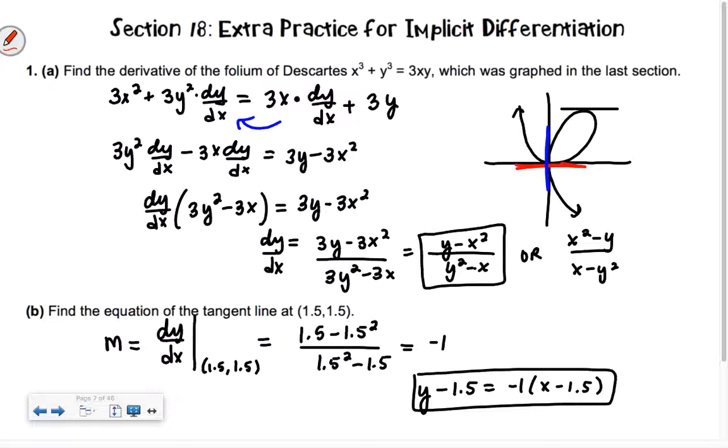And then do you guys see the other horizontal tangent line? It's right there at that point. That's the cube root of 2 one. That's where the tangent line is horizontal.